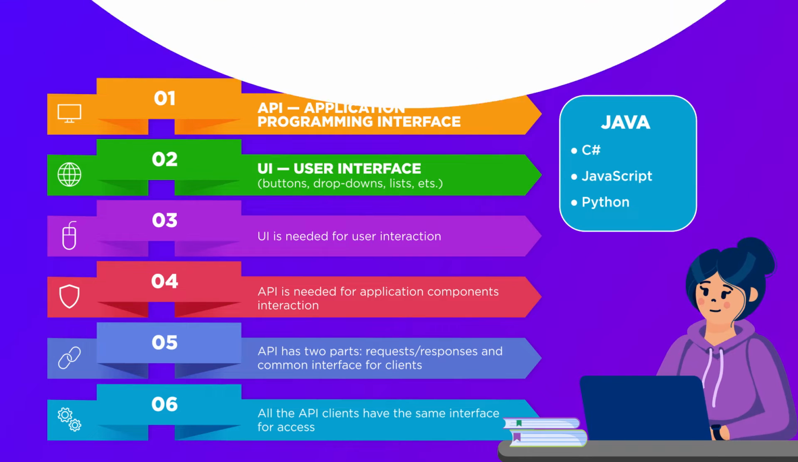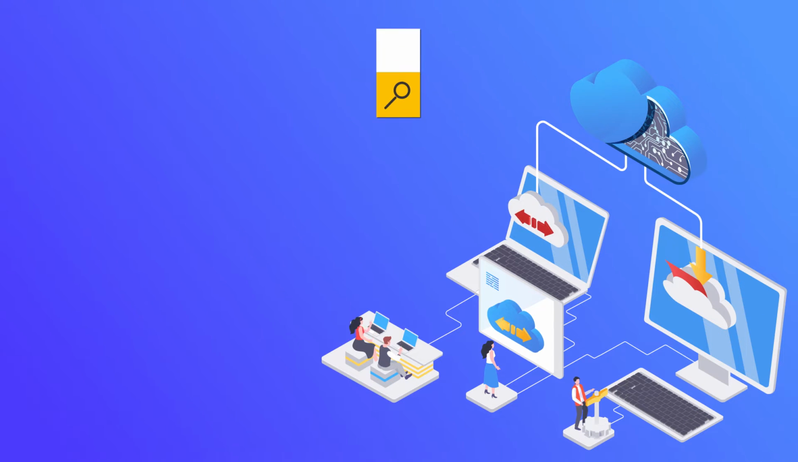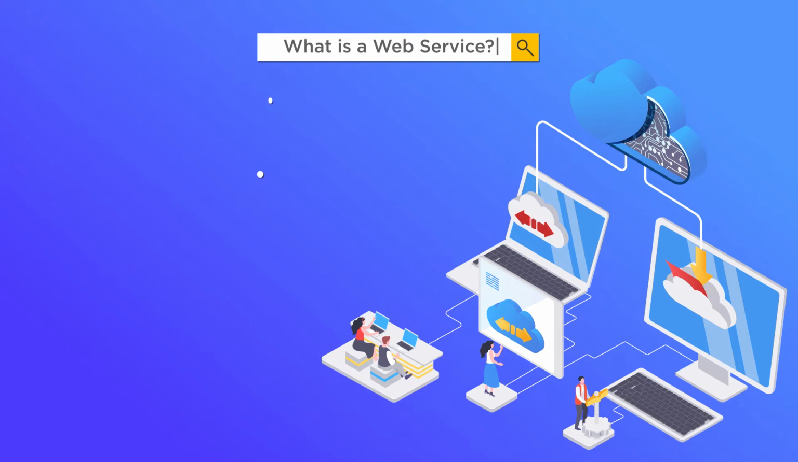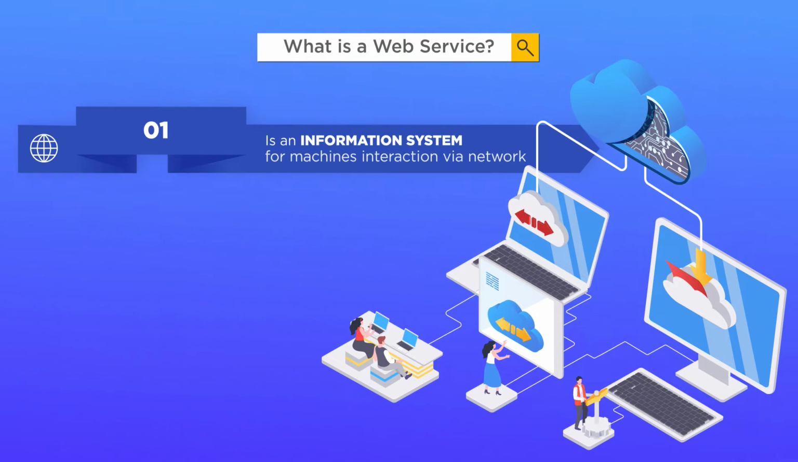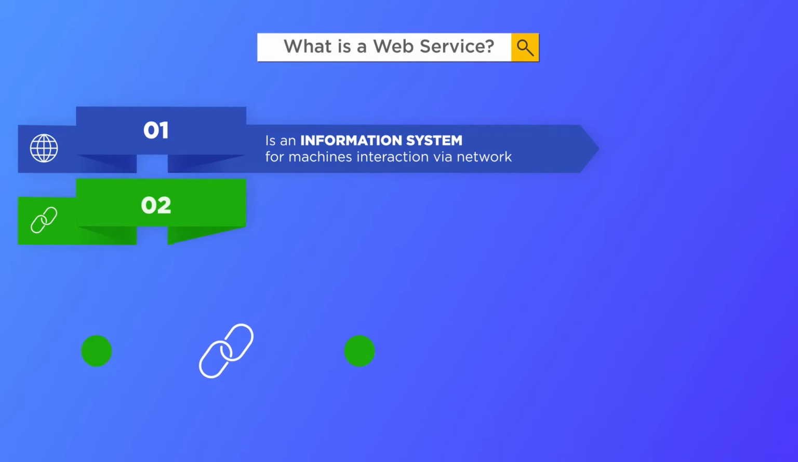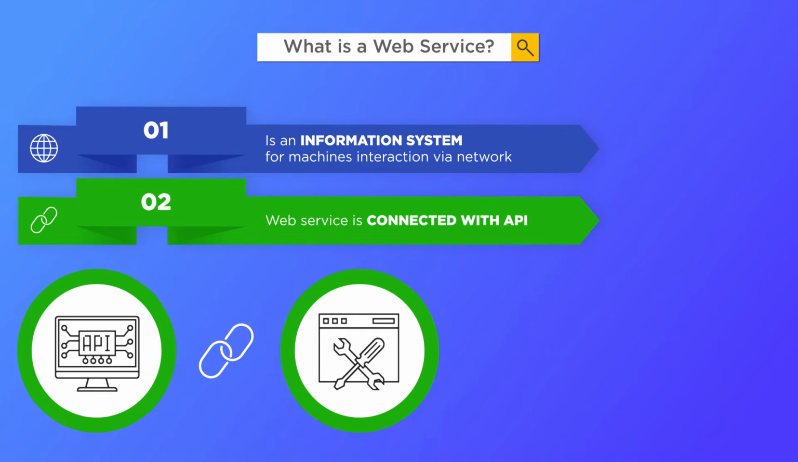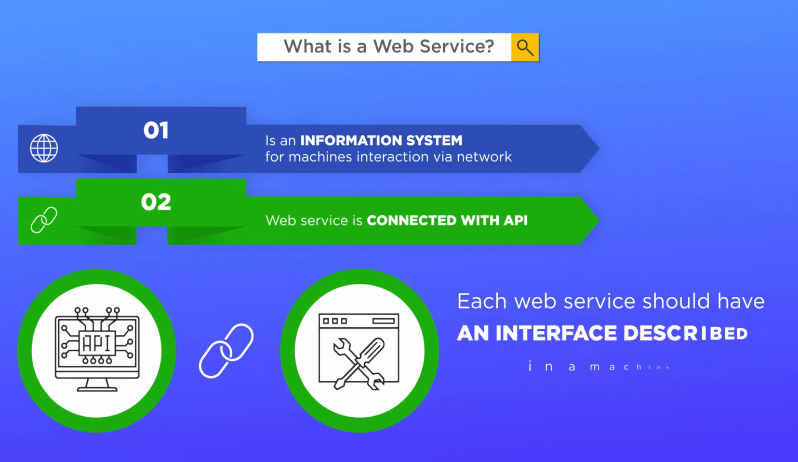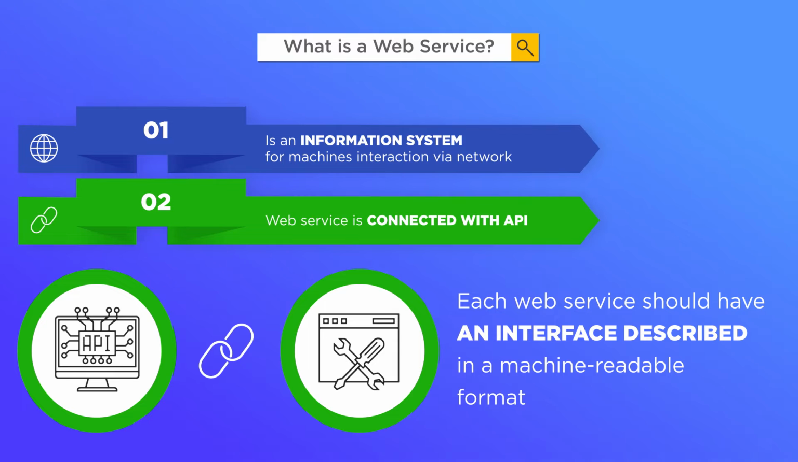When considering the API term, it is also needed to pay attention to the web service definition. A web service is an information system that enables machines interaction via network. Both of them are closely connected with each other, but it is needed to understand exactly what each of them means. Also, each web service should have an interface described in a machine-readable format to allow interaction between the service and its clients in a format understandable for programming code.